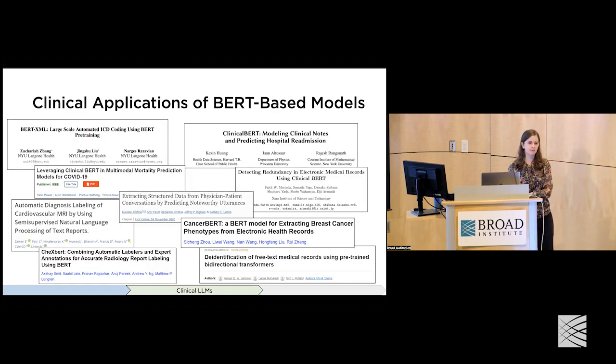I've been focusing on BERT models out of all the other language models, just because they've been the most widely used thus far in the clinical domain. In the past few years, there have been many papers that have leveraged BERT models for a variety of tasks, like predicting readmission to hospitals, predicting COVID mortality, identifying or de-identifying electronic health record notes, among many other applications. And if we have time later, I do want to talk about several works this year that have started using other large language models like GPT-3 for clinical applications as well.